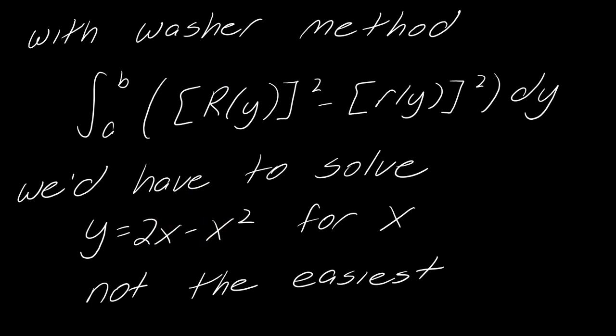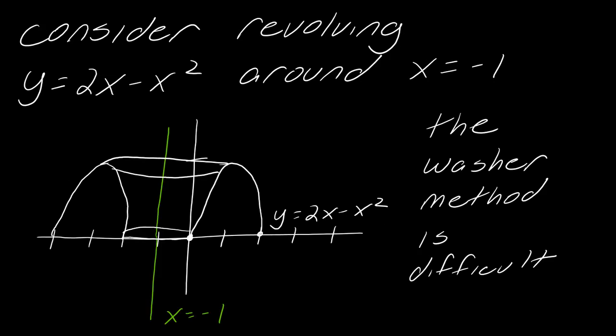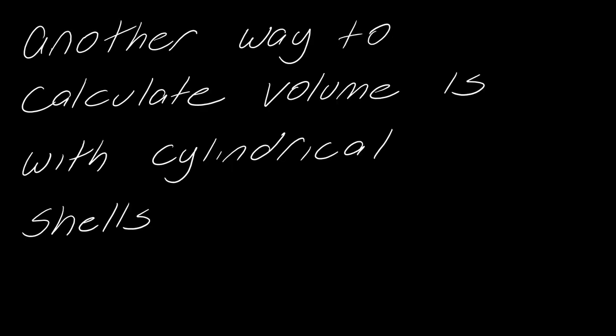The other problem here is to think about my outer radius versus my inner radius. Here would be my outer, here would be my inner. This is literally the same curve, right? So there's this whole awkwardness in trying to use the washer method sometimes. And so really there's another way to do this, which is by cylindrical shells.